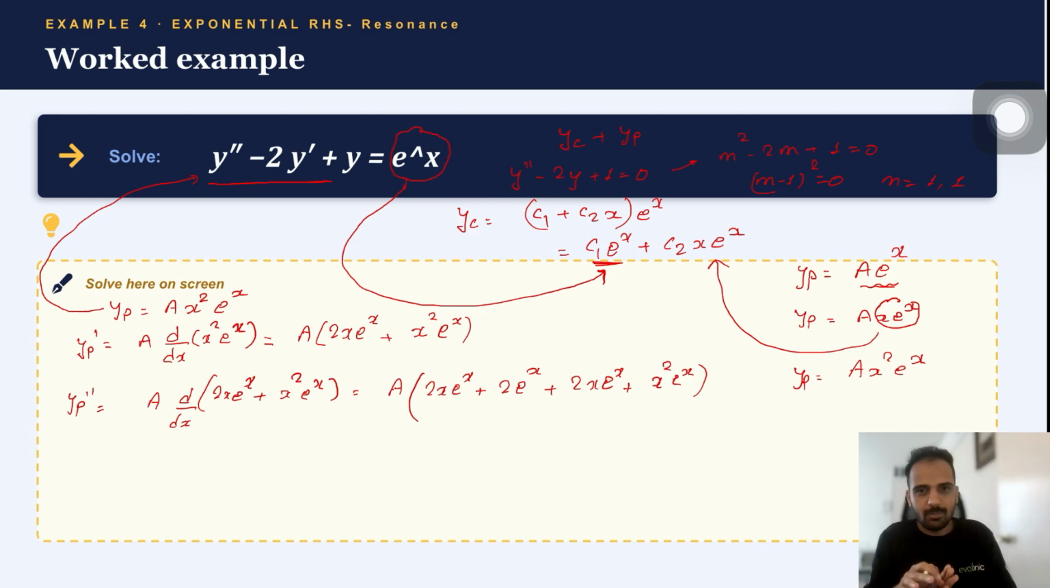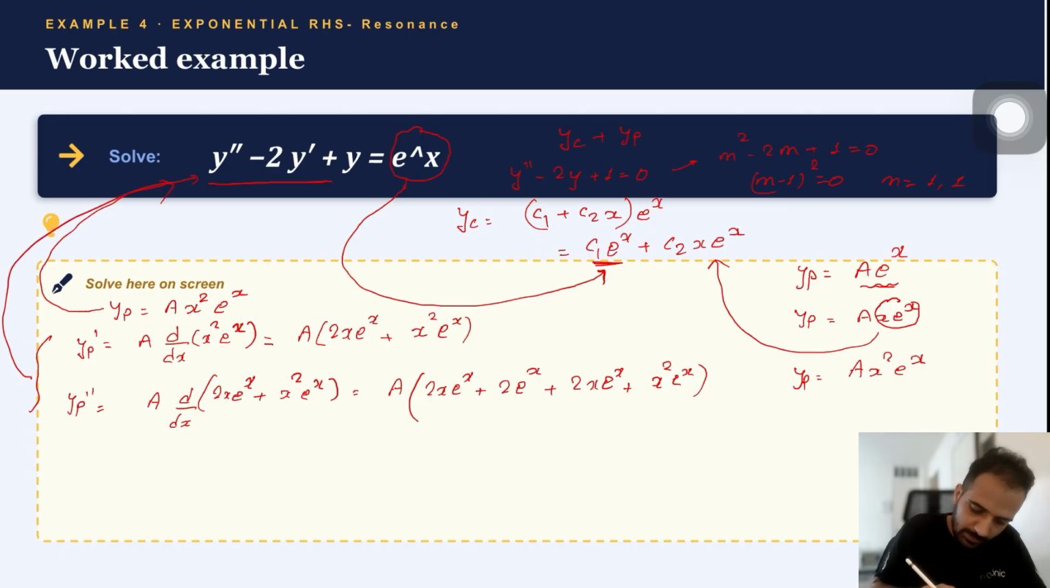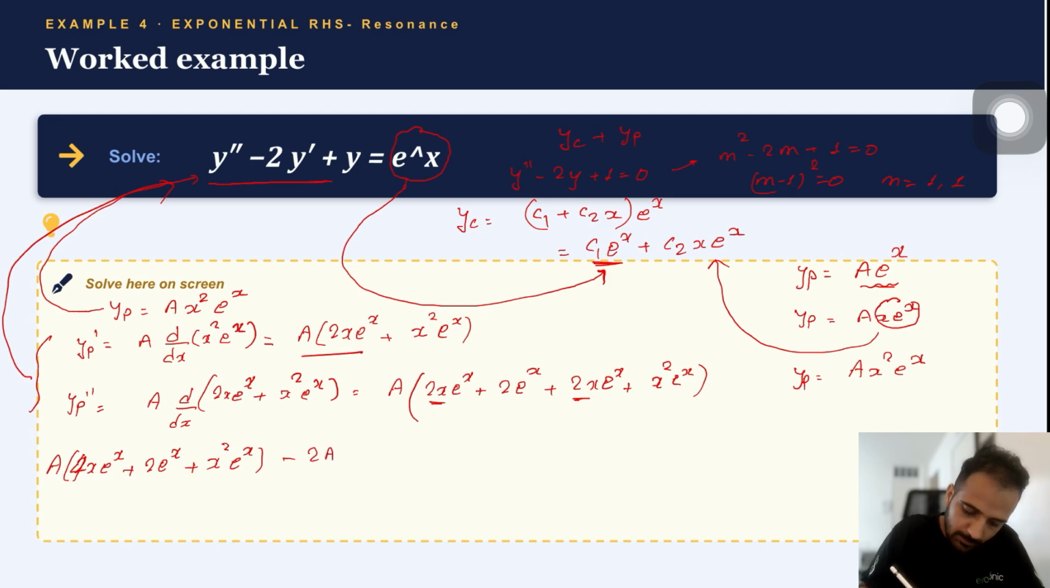So you already have your yp double prime, yp prime, and your y. Putting everything back into the ODE, you get a times (2 e^x plus 4x e^x plus x squared e^x), minus 2 y prime, which is a times (2x e^x plus x squared e^x), plus a x squared e^x, and the right side is just e^x.